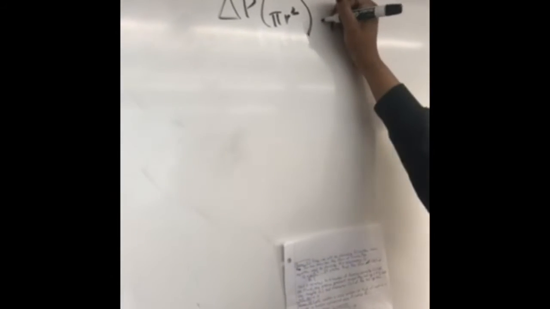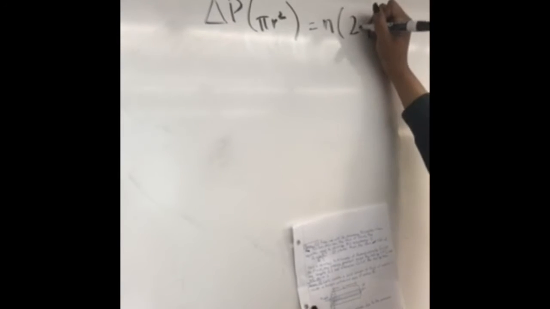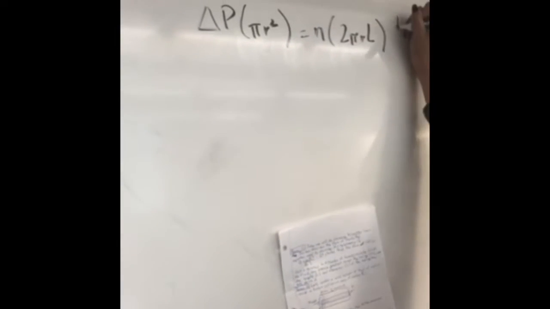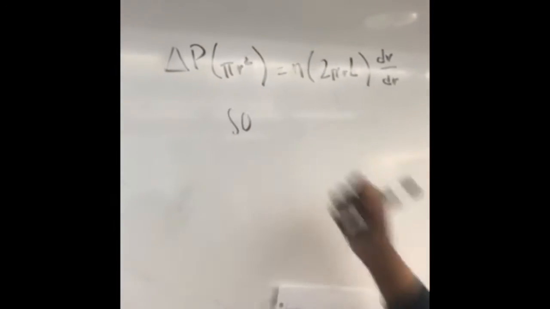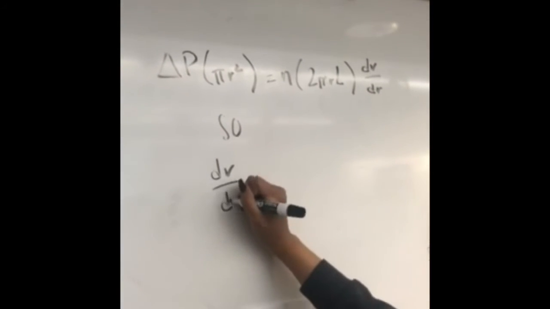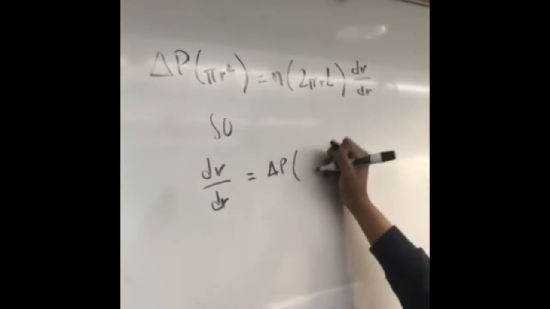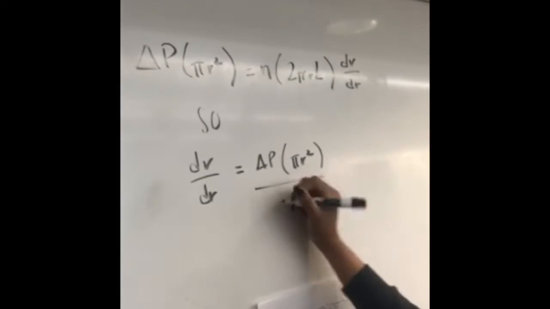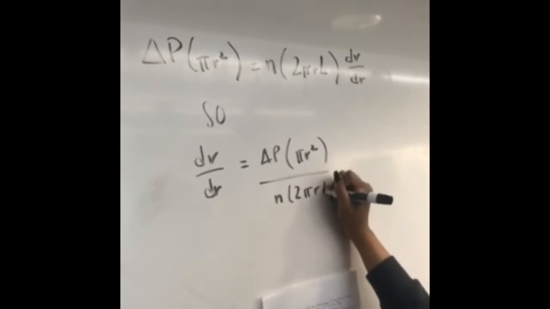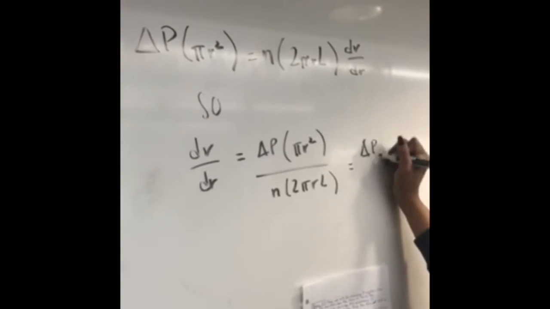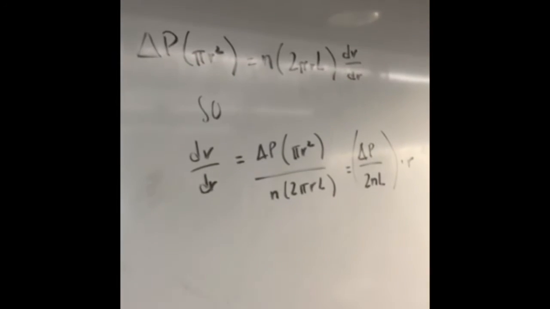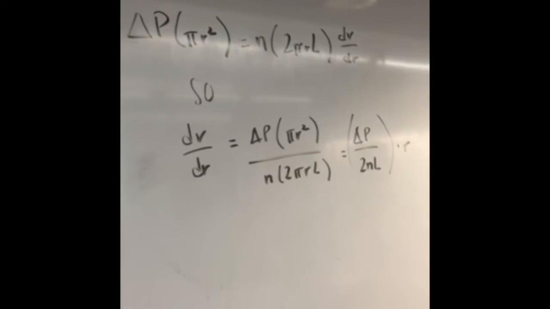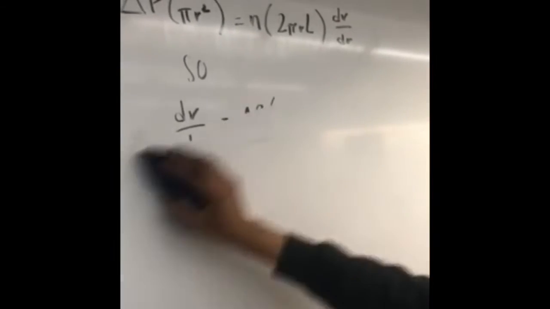Since we now know what the force of pressure is and the force of viscosity, we can plug those values into the equation and solve for dv over dr. We're going to add the force of viscosity to both sides, and then divide by n times 2 pi times r times L, and we are going to get dv over dr equals the change of P divided by 2nL times r.